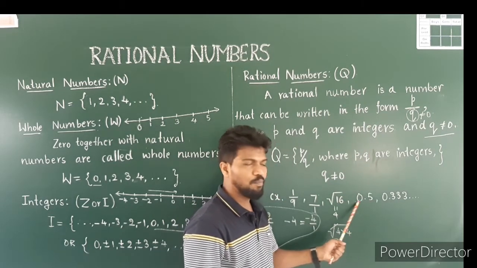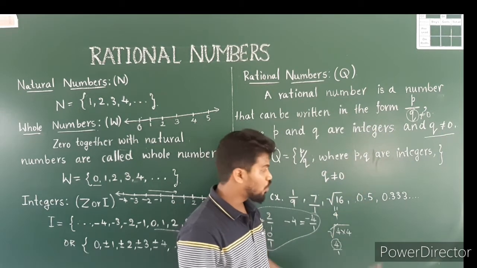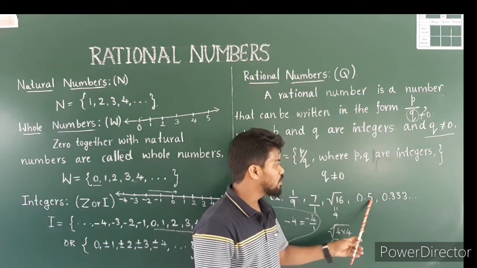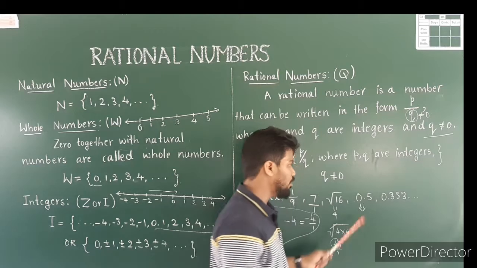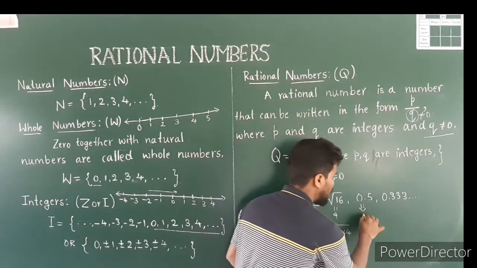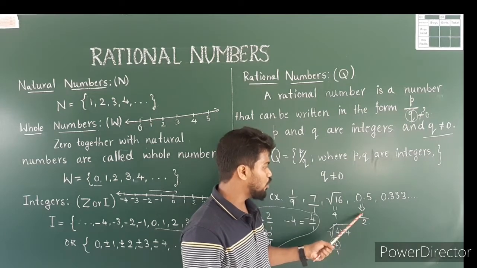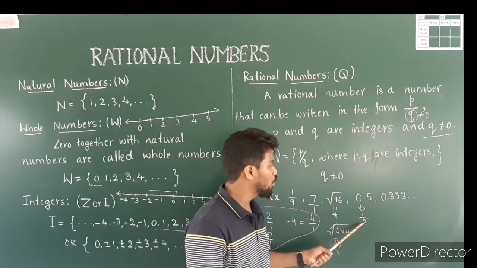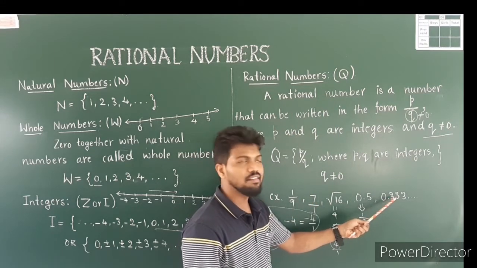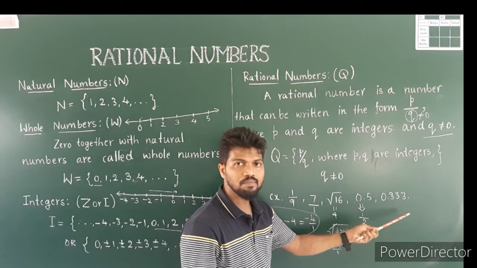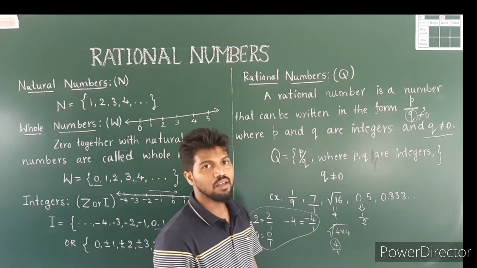So what about 0.5? Is it in the form of p by q? This is in the decimal system. If you convert it to a fraction, what do you get? 0.5 means half, 1 by 2. If you convert 0.5 to fraction form, you get 1 by 2. So now it is in the form of p by q, so it is a rational number. Then 0.333, which is in decimal form. You convert it to a fraction and you get the form of p by q.